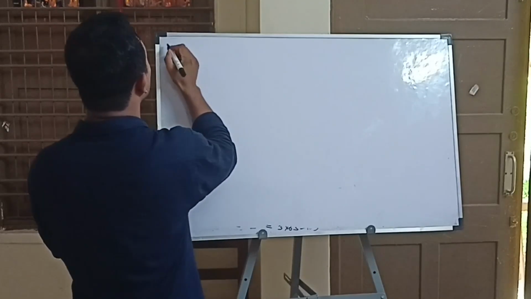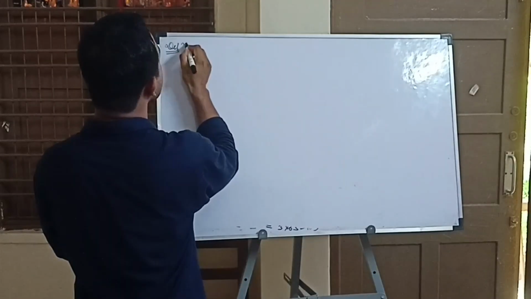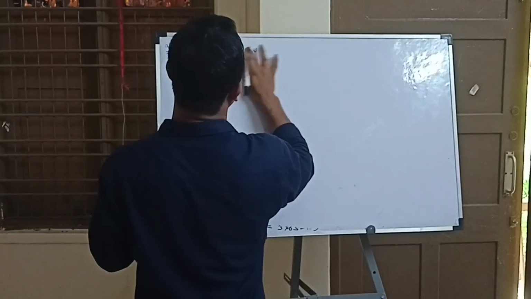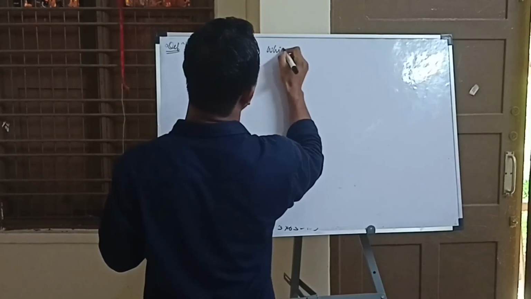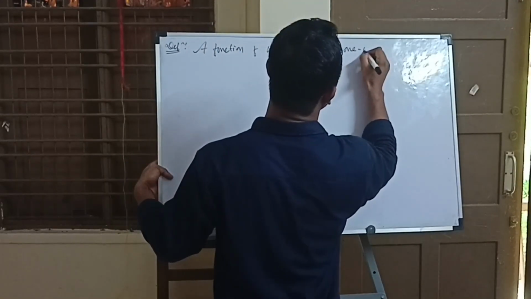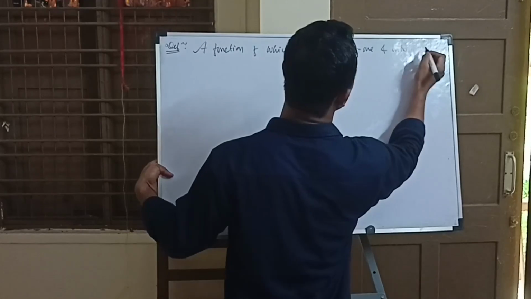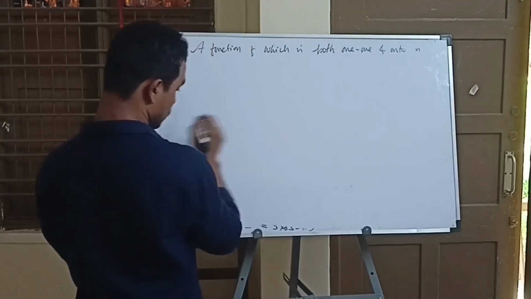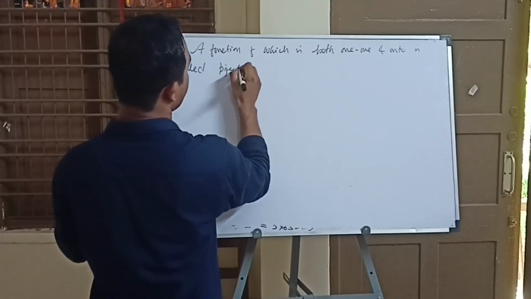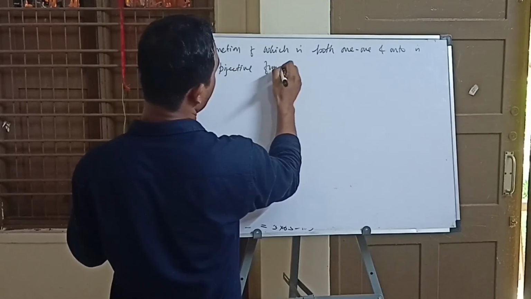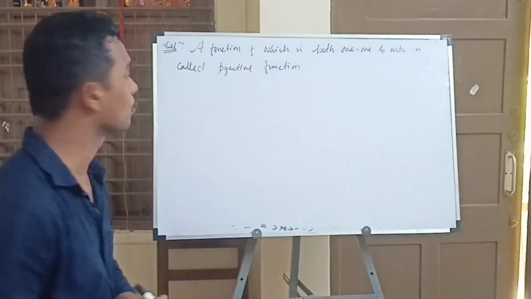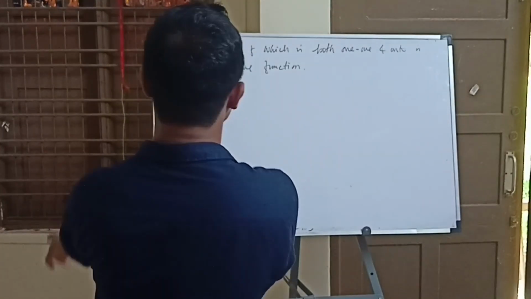Next, there is a definition. What is this? A function f which is both 1-1 and onto is called a bijective function. A function which is both 1-1 and onto is called bijective function.